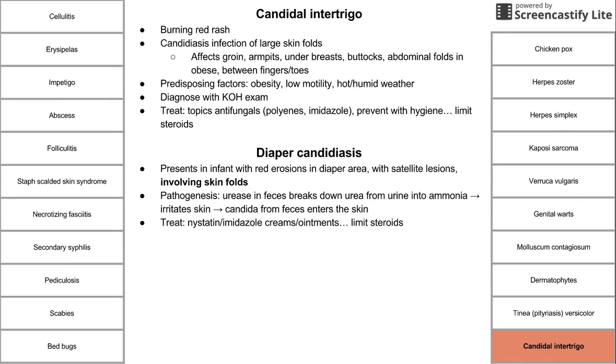Again, you want to limit your steroid use. You don't really want to treat any kind of fungus with steroids. You want to use antifungal agents. Steroids tend to spread a fungal infection if you apply steroids to those areas.